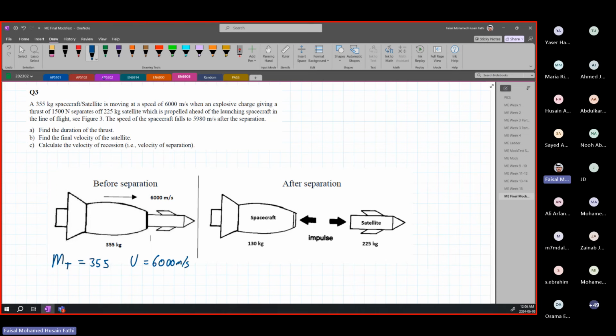All right. So we have an initial velocity, an initial mass, because this is one mass before separation that will separate. When an explosive charge given a thrust of 1,500 newtons. What is this? This is your thrust force. معناته when it explodes, you're going to have a force F over here that is being applied to the left on the spacecraft and to the right on the satellite. You are separating them. An explosion will cause a separation.